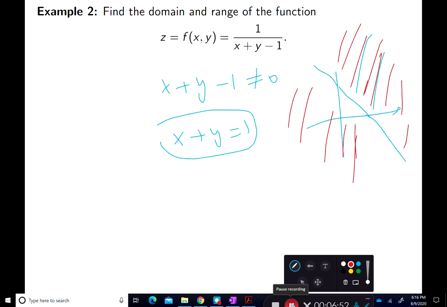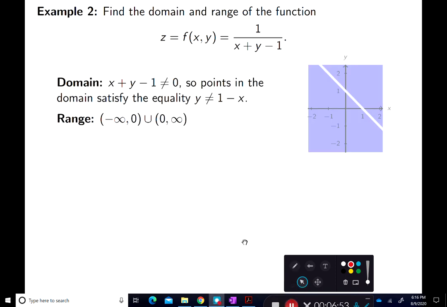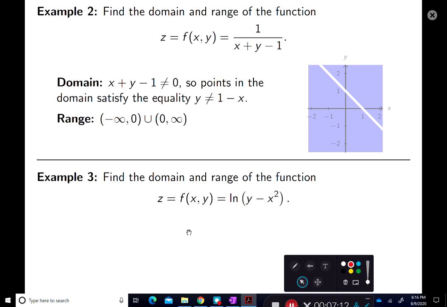to infinity, not included. So again, this is a better picture because you can see that the line x plus y equal to 1 has been removed and everything else is the domain. And the range, as we spoke, is negative infinity to 0 and 0 to infinity.